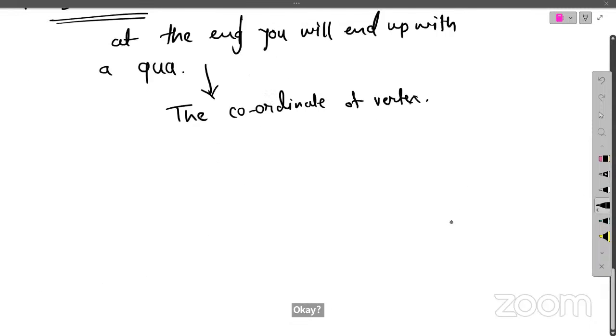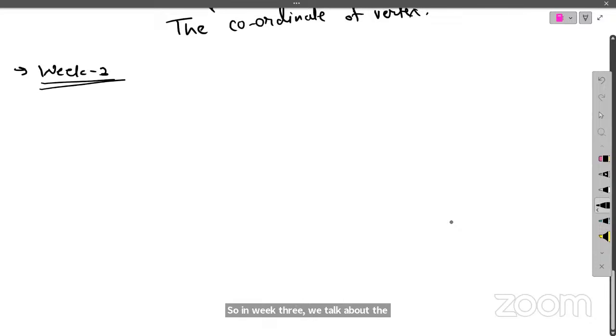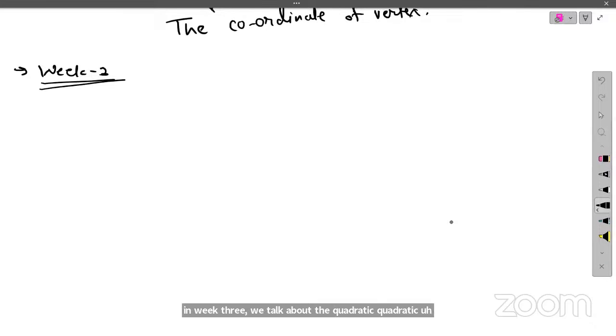Okay, so let's move toward the week 3 portion. In week 3, we talk about quadratic functions. Quadratic functions mean basically parabolas and only parabolas. So we go through all of the things related to parabolas. That means the zeros of a parabola. Zeros means the x-intercepts of the parabola.